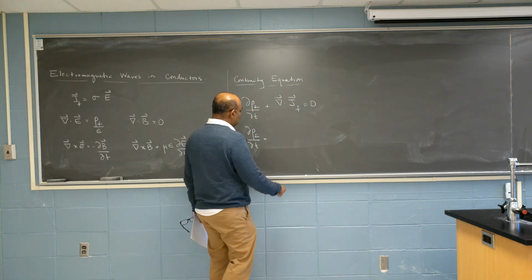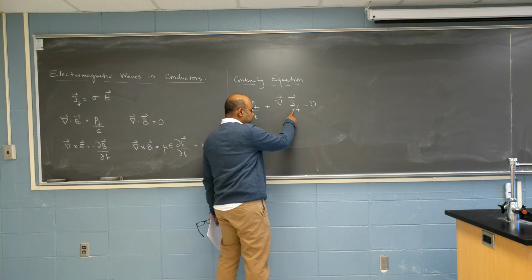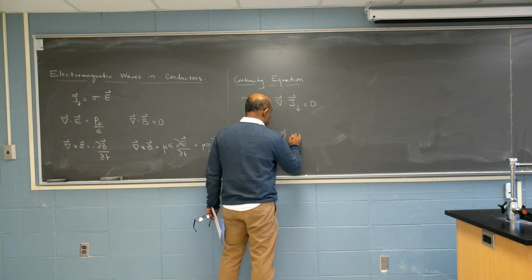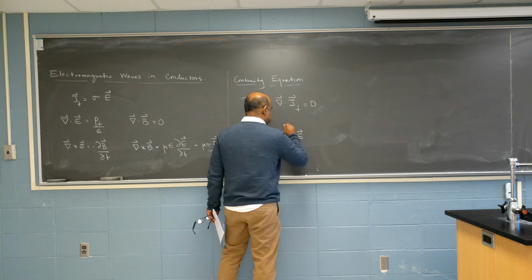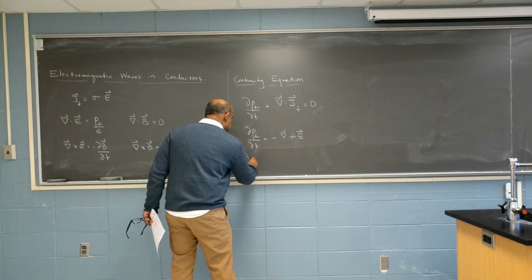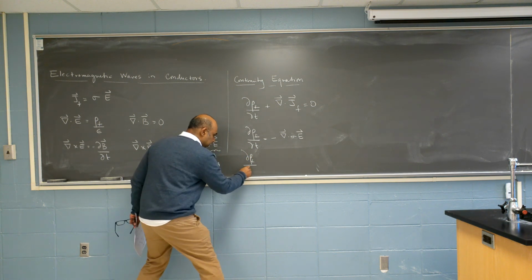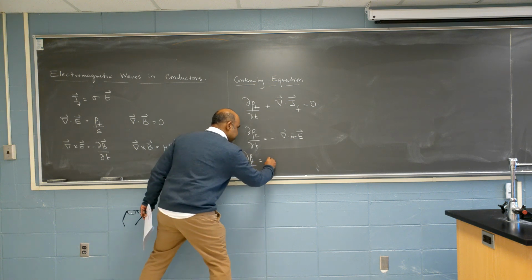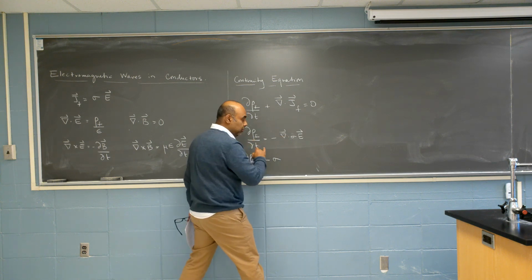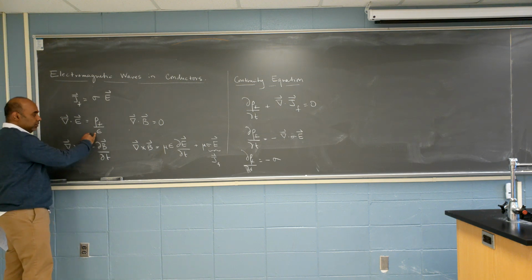Yeah? And I'm going to have this as what? First of all, I get a minus, and instead of J free, I'm going to write this as divergence of sigma times E. And then I get a very simple differential equation that has incredible meaning. I'm going to bring the sigma out. Divergence of E is rho free over epsilon.